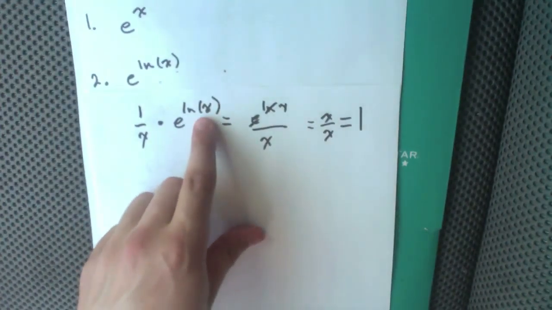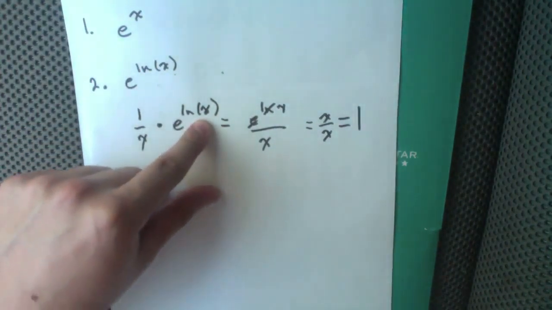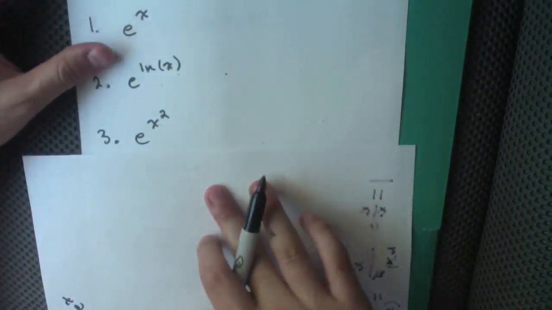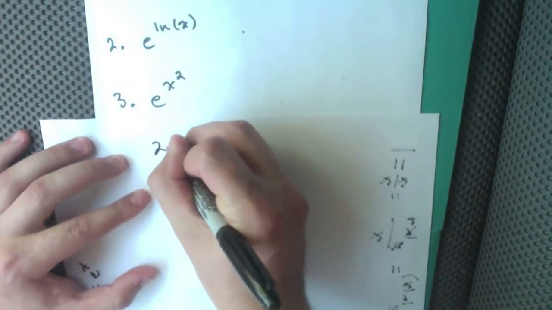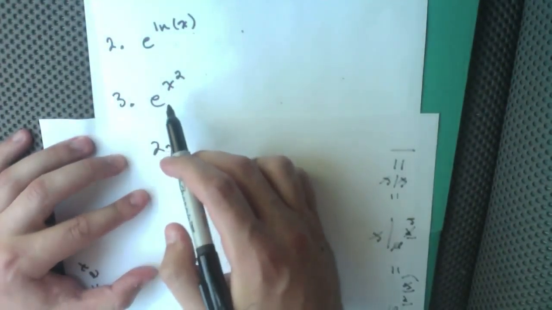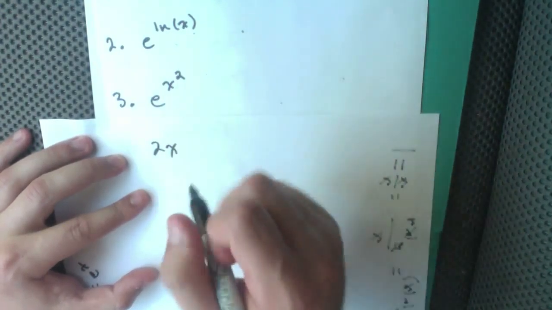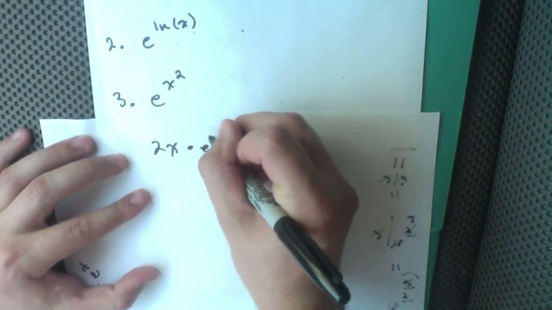And if you do need help with these logarithms, you can just click that link to that video. But anyway, for our third example, we have e to the x squared. So yet again, we're just going to take the derivative of this g of x function, which will be 2x, and we're going to multiply it by our original function, so e to the x squared. And that's your answer.